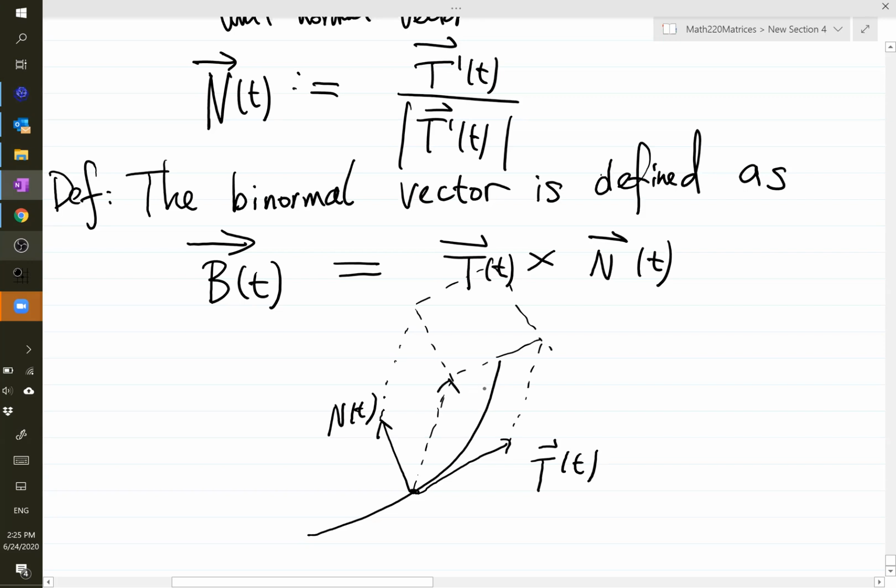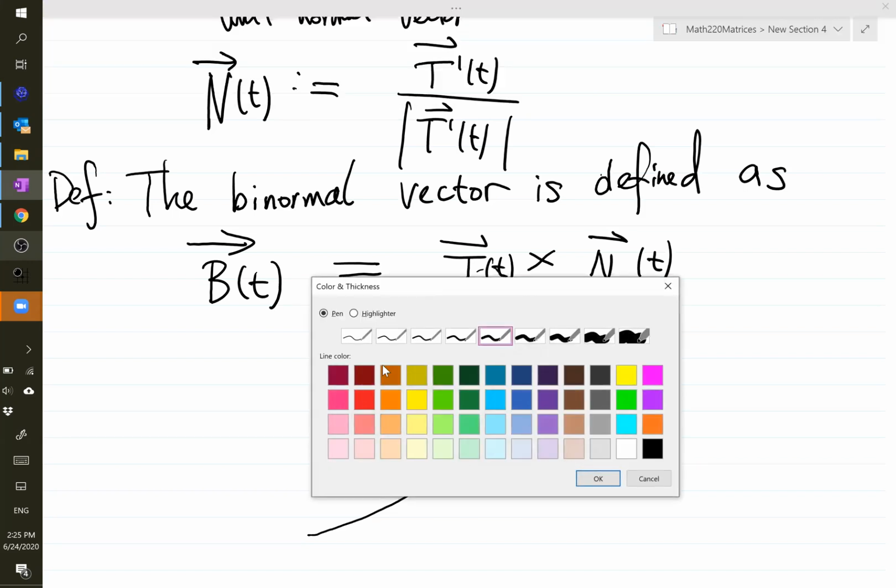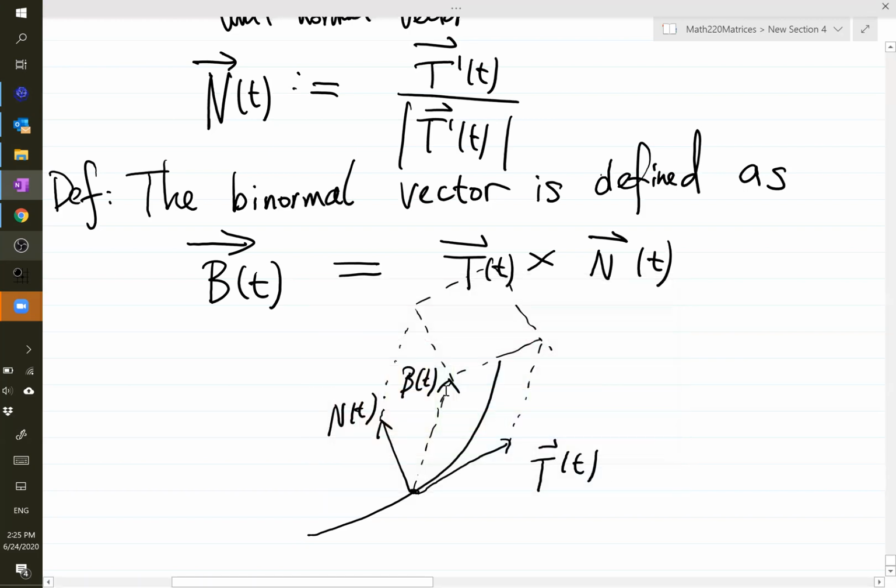This is B(t). Let me plot that in red. Use the right-hand rule to find B(t). You see, B(t) tells us how, locally, the plane determined by these vectors changes. It finds the normal direction of this plane. So B(t), the binormal vector, tells us the normal direction of the plane determined by the tangent vector and normal vector.